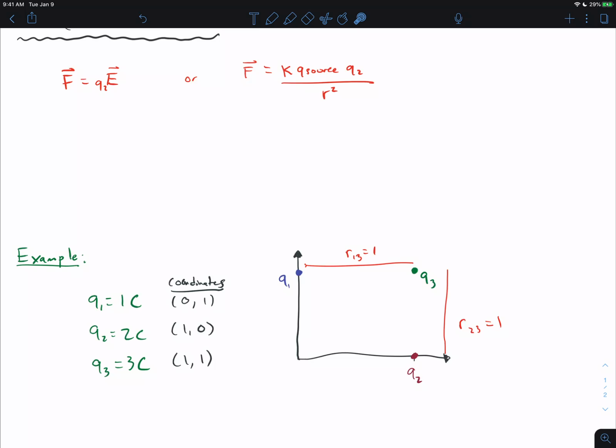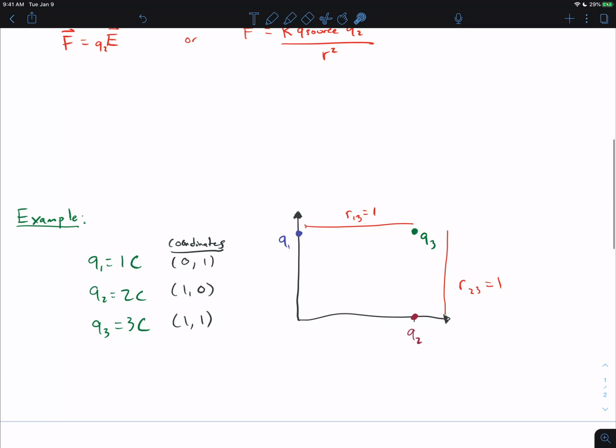And this is the same thing as if two people apply a force on one object. What's the net force? We're doing the same exact thing. So don't think that anything weird is going on just because we're talking about charges now. You guys already know how to do this.